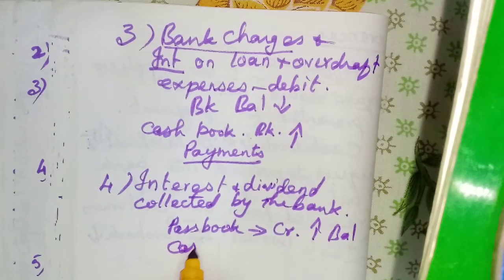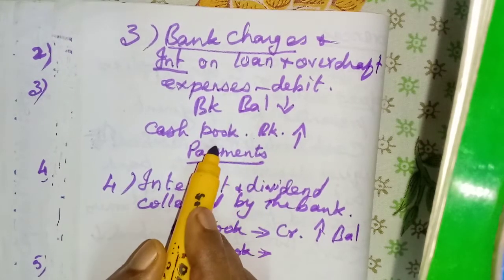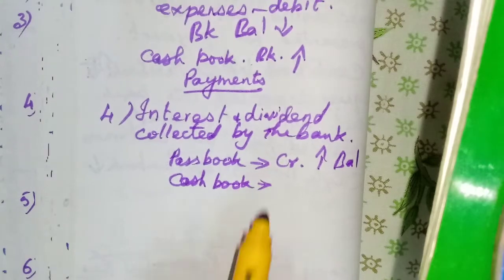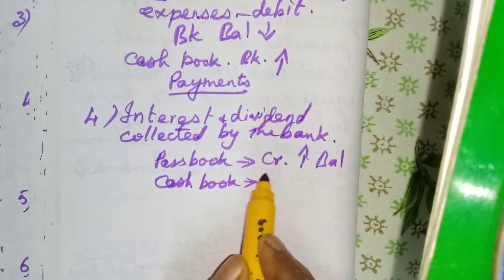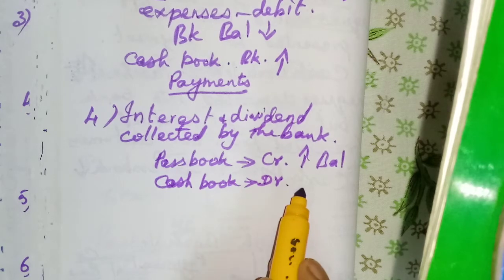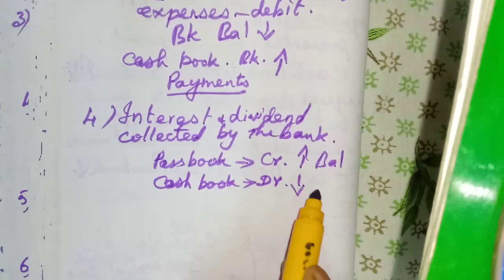But cash book, like this bank charges, this income also, in the cash book we need, it is a receipt, isn't it? So we need to debit. We have not debited, so it will show less balance.